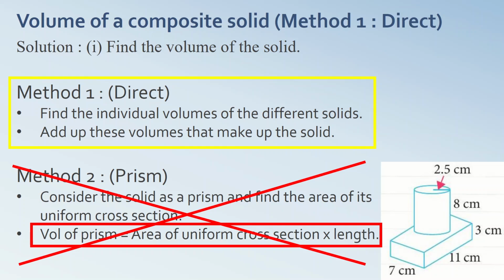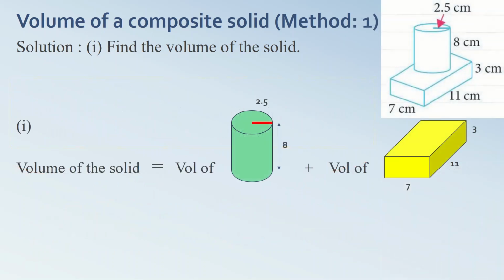Since the solid in this question does not have a uniform cross-section, we will proceed in favor of method 1. Calculate the volume of the individual solids and then add them up. The solid is made up of a cylinder and a cuboid with the dimensions as shown.